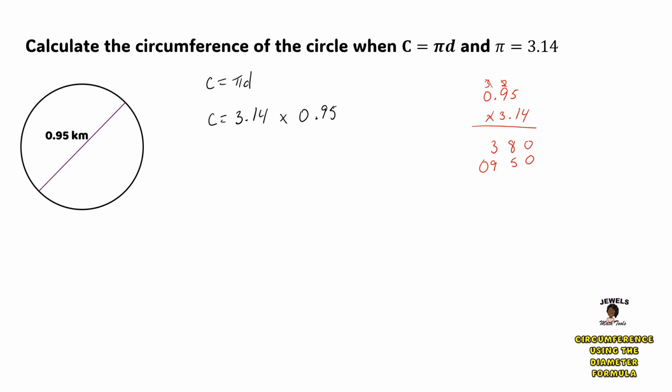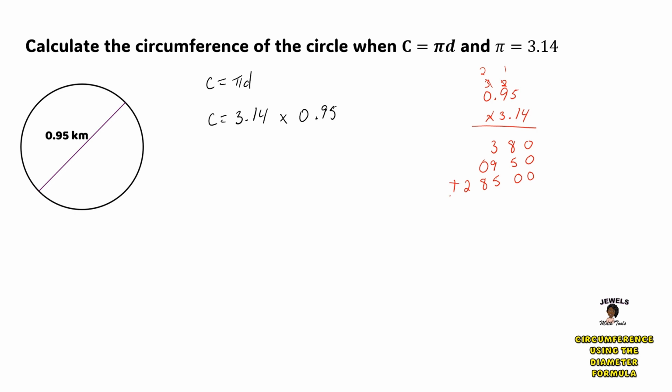So now that we have done multiplying by 2 digits, we will enter 2 zeros and then begin multiplying by our 3. 3 times 5 is 15. We put our 5, carry the 1. 3 times 9 is 27, plus 1 will give us 28. We'll put our 8, carry the 2. 3 times 0 is 0, plus 2 is equal to 2.